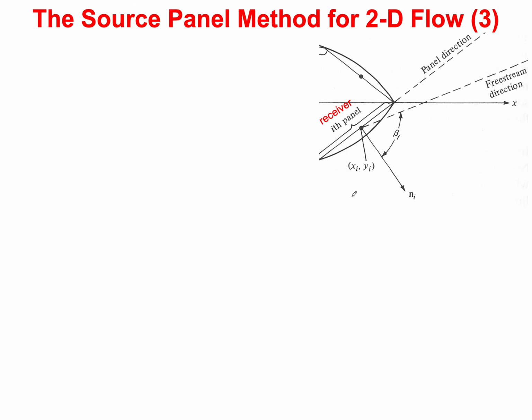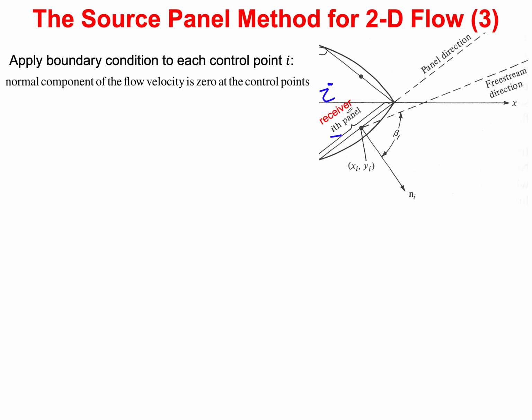So now we're looking at panel I, which is receiving the effect from all other n panels. So n minus 1, including itself, will be the n panels. All other panels are n minus 1, and when you include its effect on itself, then the total number would be n panels acting on this control point.